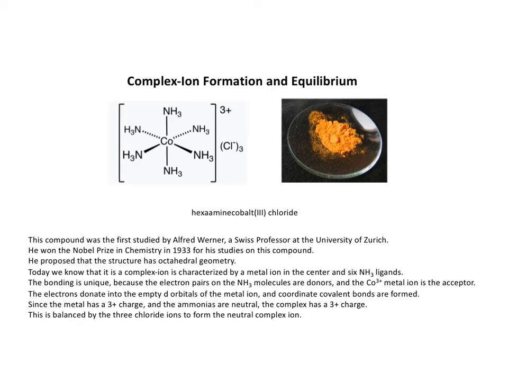And you have 4 of those NH3 groups in a square plane, and then you have 1 ammonia above and 1 ammonia below that square plane in order to make the octahedral complex. So let's see what else. That's about it for the first slide.